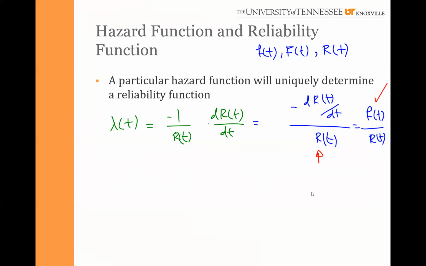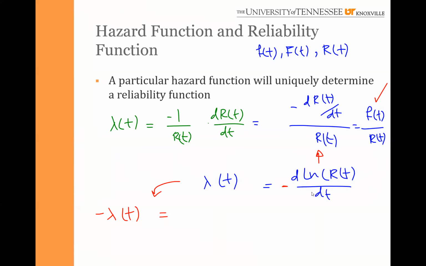That's it. So, derivative of natural log, right? I can write this as e^(ln R(t)) dt, and this is equal to lambda(t). If I reorganize this, I get minus lambda(t) dt equal to d ln R(t). Great. So let's take the integral from both sides. I'm going to integrate from 0 to x.